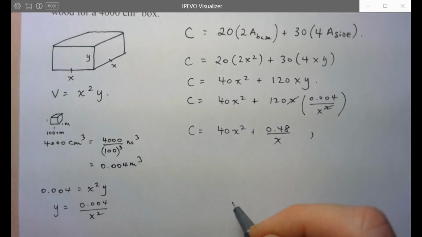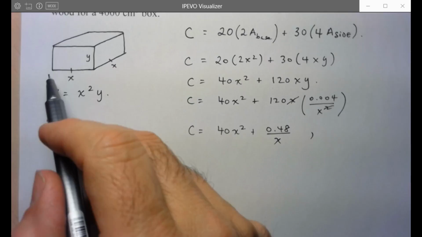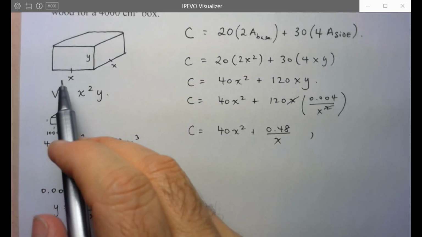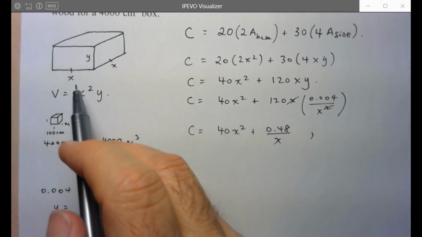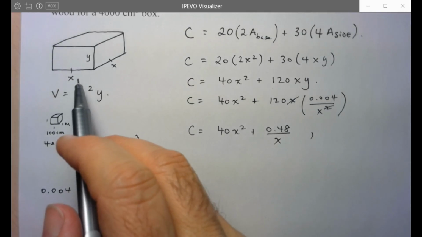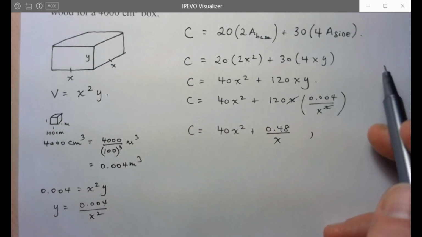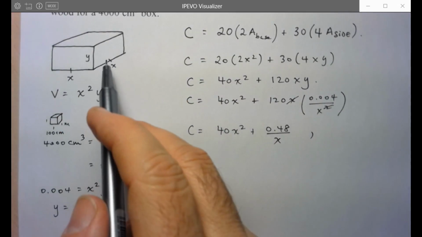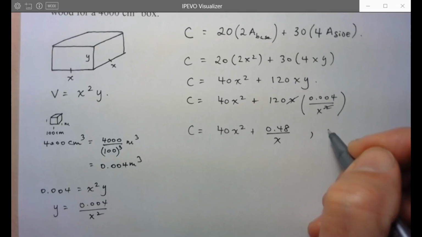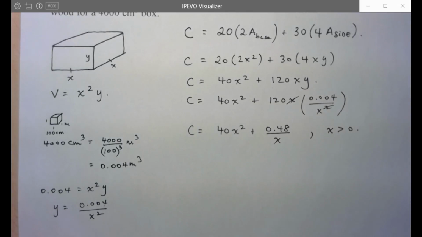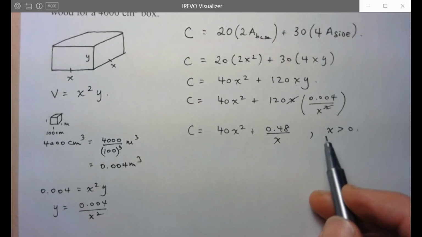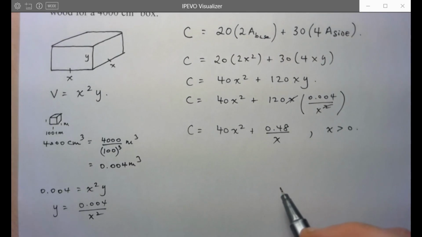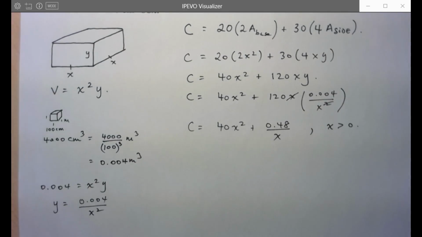The only thing I have to do now is determine what domain I'm working on. Well again, x is a measure of length, so it definitely has to be greater than 0. And there's no real upper bound here, because I could just have a very, very wide length with a very, very small height. So really the only condition here is that x has to be greater than 0. And again, I do not have a closed interval here, so I'm going to have to justify any extremum. Okay, so let's go.